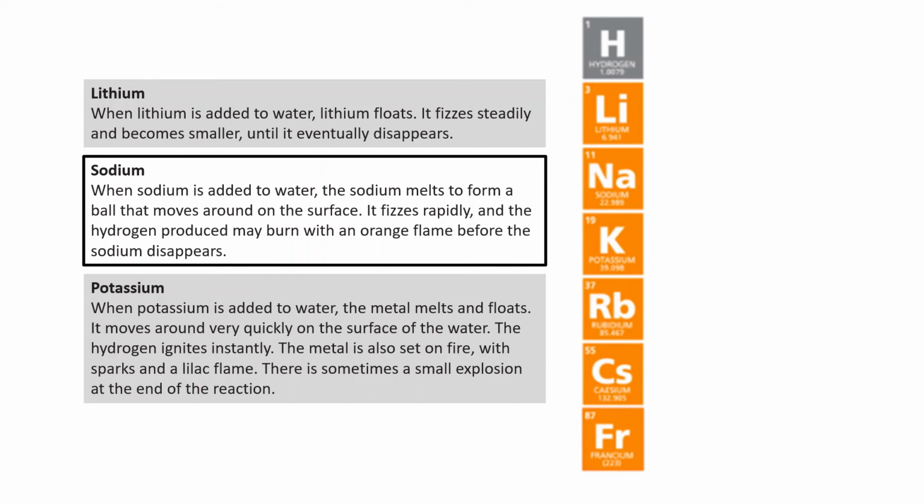Potassium is more reactive than sodium and lithium. So when the potassium is added to water, the metal melts and floats. It moves around very quickly on the surface of the water. The hydrogen ignites instantly. The metal is also set on fire with sparks and a lilac flame. There is sometimes a small explosion at the end of the reaction.